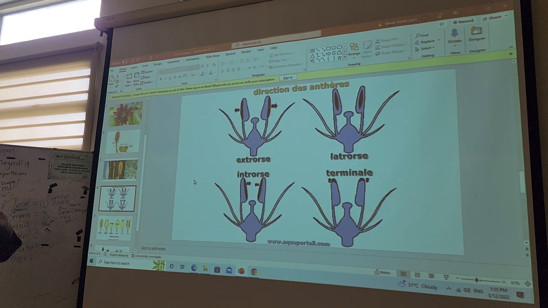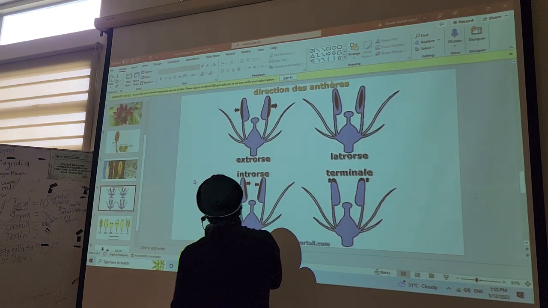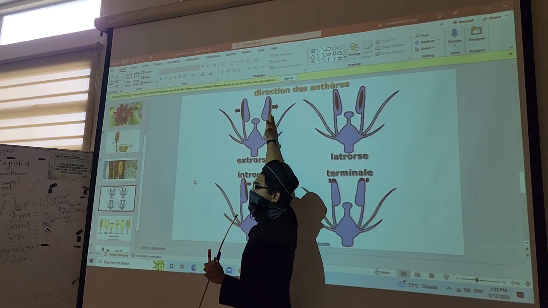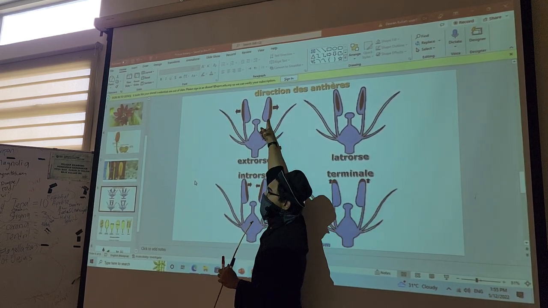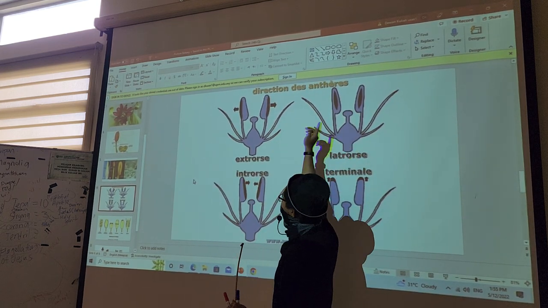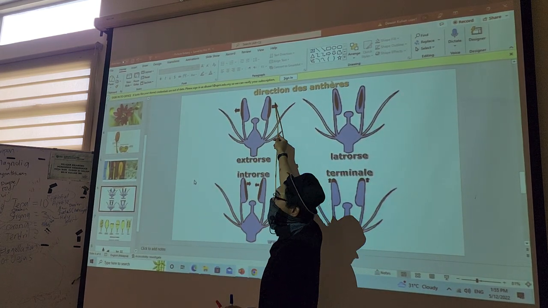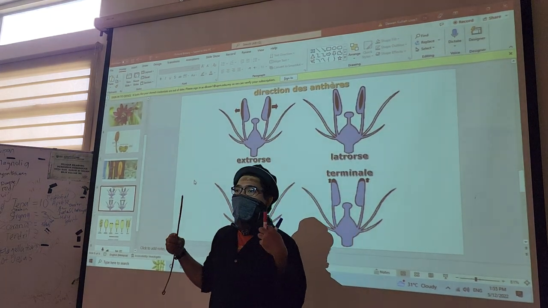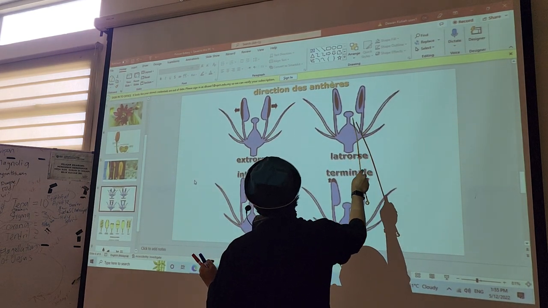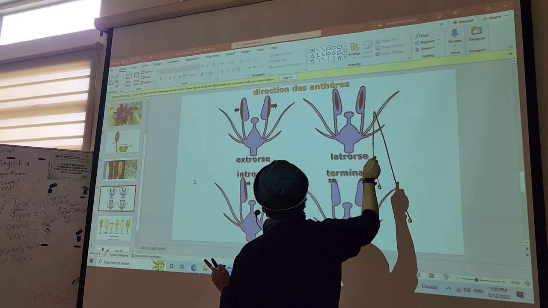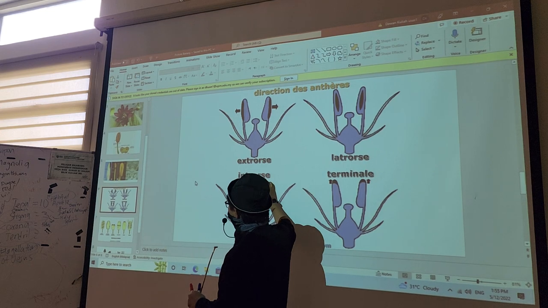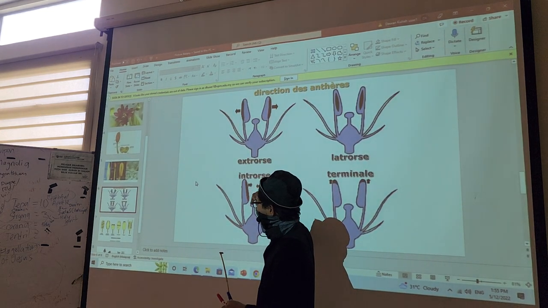Okay, this. So, extrorse means the opening of the anther will happen from this side, the exit side of it. So, when this opens, the pollen will go away from the flower, because the black bit is the one that is splitting open, the dehisced part. For the laterals, it is this side, the front side of it, and then you got the introrse, this is the inner side. So when it's split open, the pollen will directly land on the stigma.